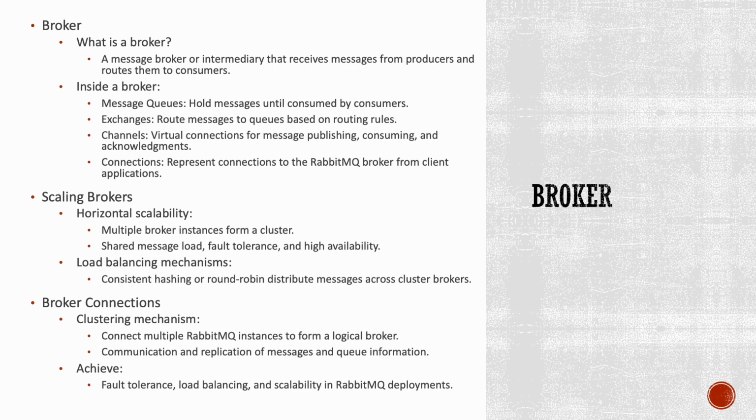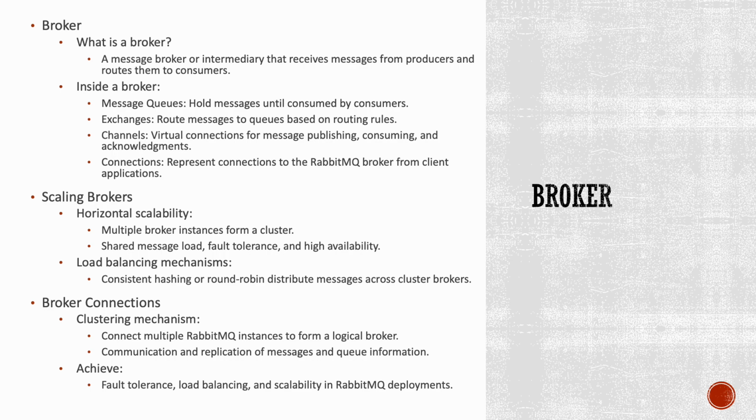Message queues. Queues hold the messages until they are consumed by the intended consumers. Exchanges. Exchanges receive messages from producers and route them to the appropriate queues based on routing rules. Channels. Channels are virtual connections within a connection. They handle message publishing, consuming, and acknowledgements. Connections. Connections represent a connection to the RabbitMQ broker from a client application.